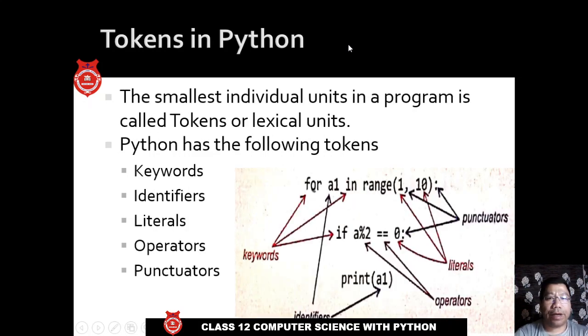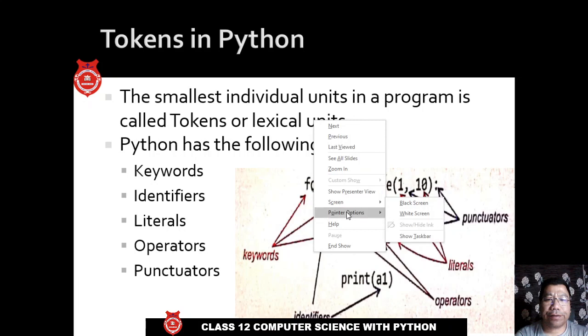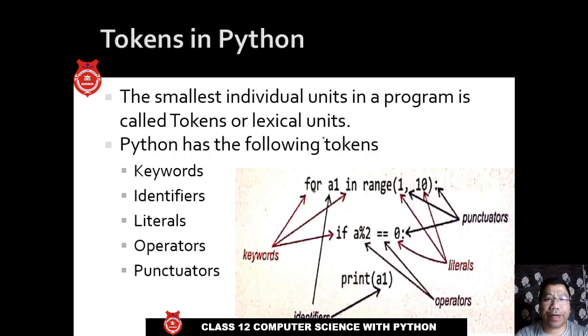Okay, and when you say any programming language, we must start from the basics, right? The smallest individual units in any programming language are known as tokens, and tokens are also known as lexical units. Python has the following tokens: keywords, identifiers, literals, operators, and punctuators, which we are going to learn in detail one by one.